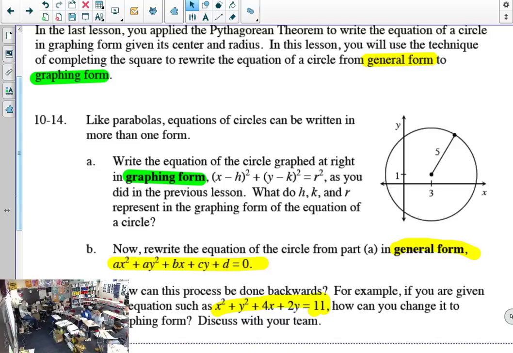So, graphing form, general form. Now you'll hear these things called a lot of different names, like standard form sometimes gets used with circle formulas. For CPM use, and because you guys are going to keep using CPM, we're going to call these general and graphing form.